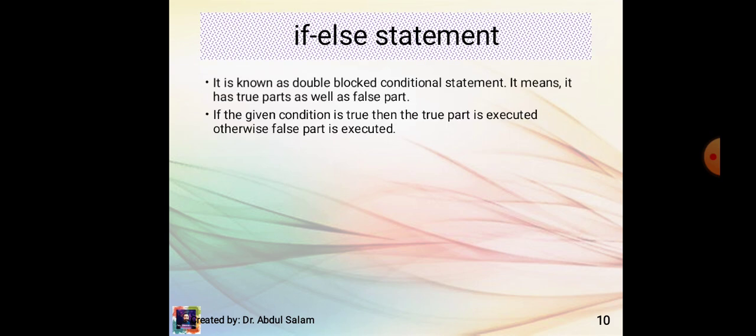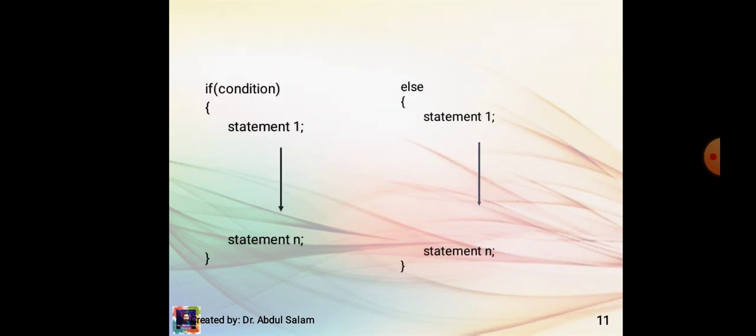Then if else statement. It is known as a double blocked conditional statement. It means it has a true part as well as a false part. If the given condition is true, then the true part is executed, otherwise the false part is executed. For example, if condition, statement 1 to statement n. If it is true, it is executed, and if it is false, then else statement 1 to statement n is executed.